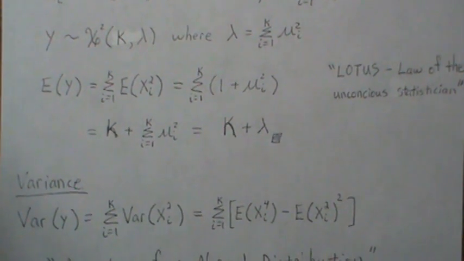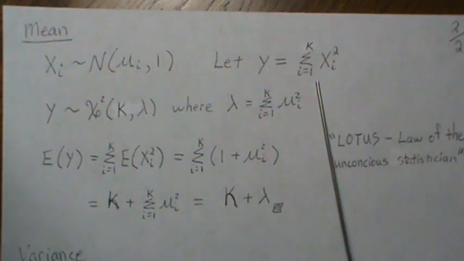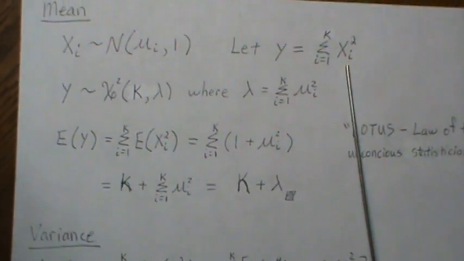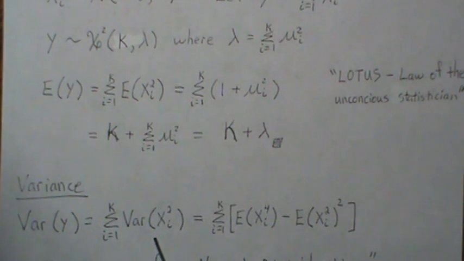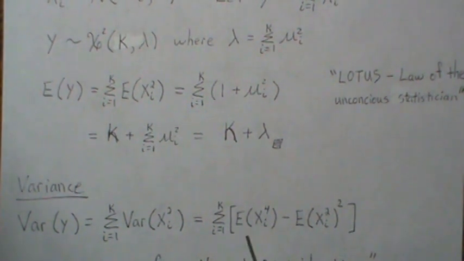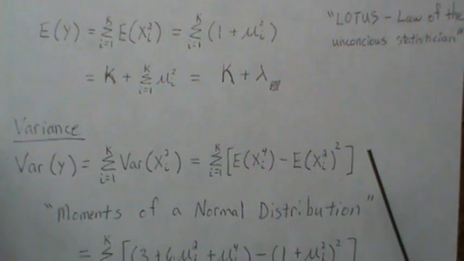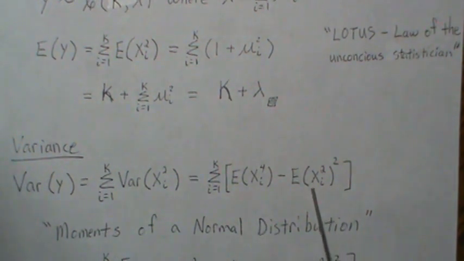Now, the variance is similar. We take the variance of y, but we replace what y is here. And then since the xi's are independent, the variance comes in and there's no covariance between them. And then the variance can be thought of as the expected value of this squared. So that'd be expected value of xi to the fourth, minus the mean of this squared, which is what this represents. And I have a video called The Moments of a Normal Distribution, where we derive these values here.